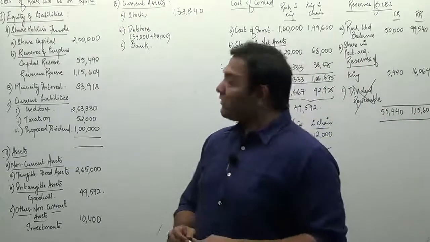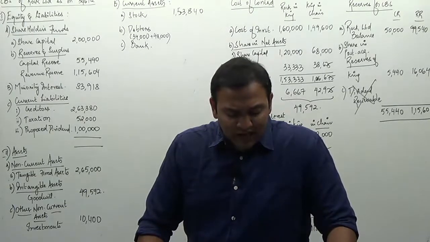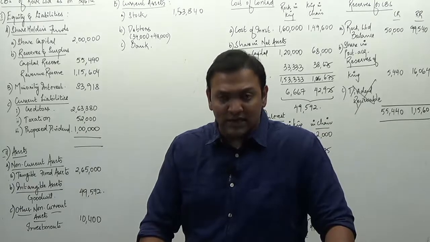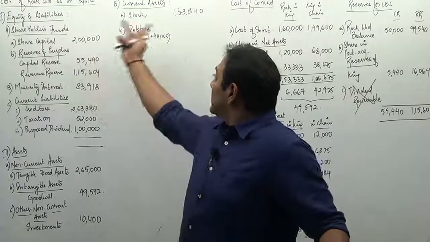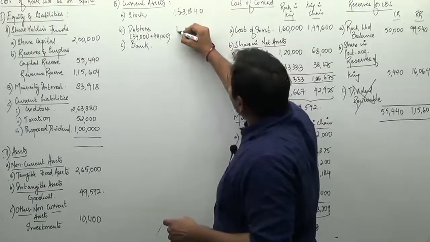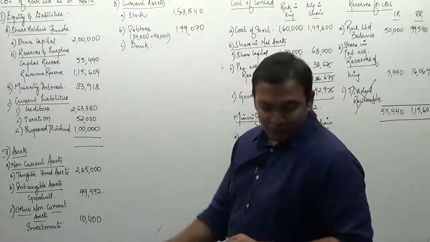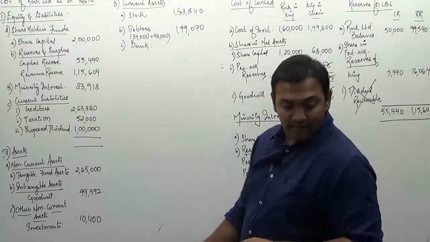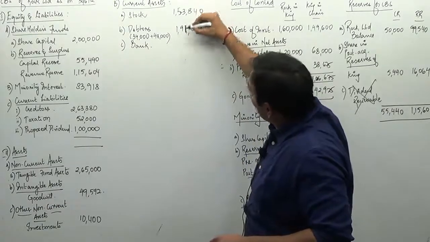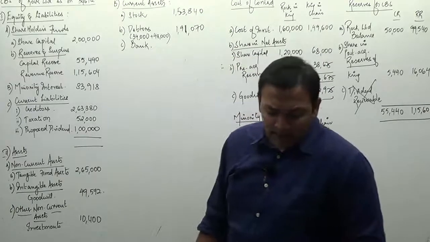So, 34 eliminate, 48 eliminate, what is the total? So, it should be debtors with 1,10,070 plus 69,120 plus 93,880 minus 34 minus 48. How much? 191,070.